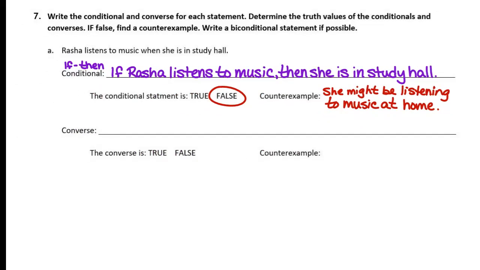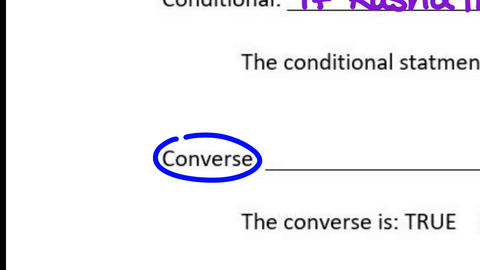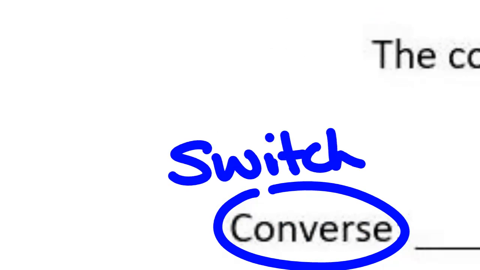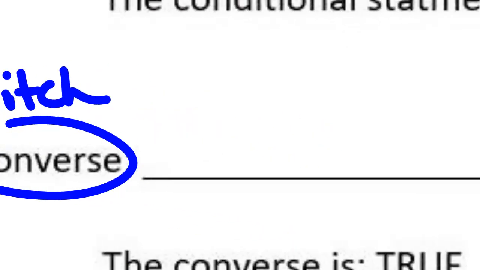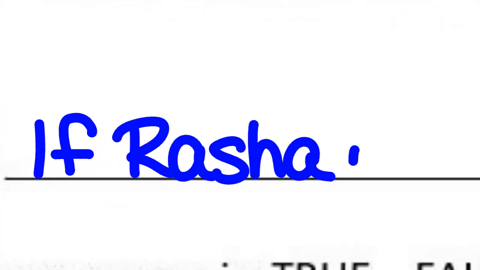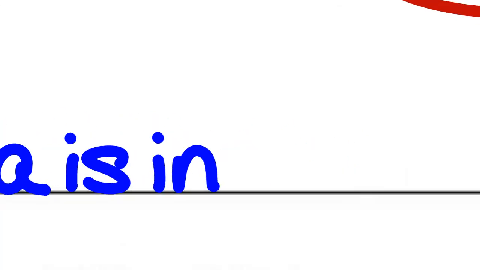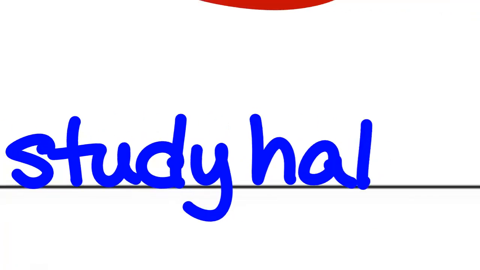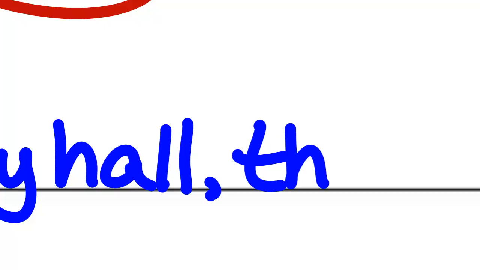Now we need to take that original if-then, and we're going to write the converse. What was the word yesterday that I wrote down when we were talking about converse? Switch. We're going to switch the hypothesis and conclusion around. So instead of if Rasha listens to music, this will be if what? If Rasha is in study hall. Then what? Then she's listening to music.